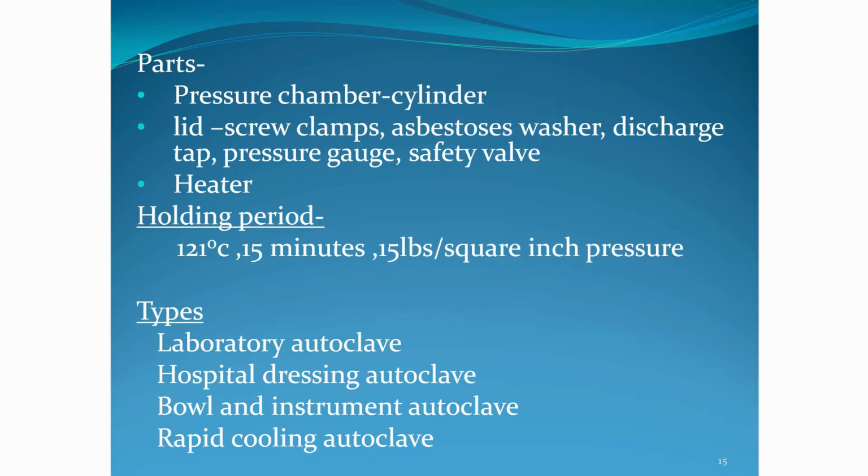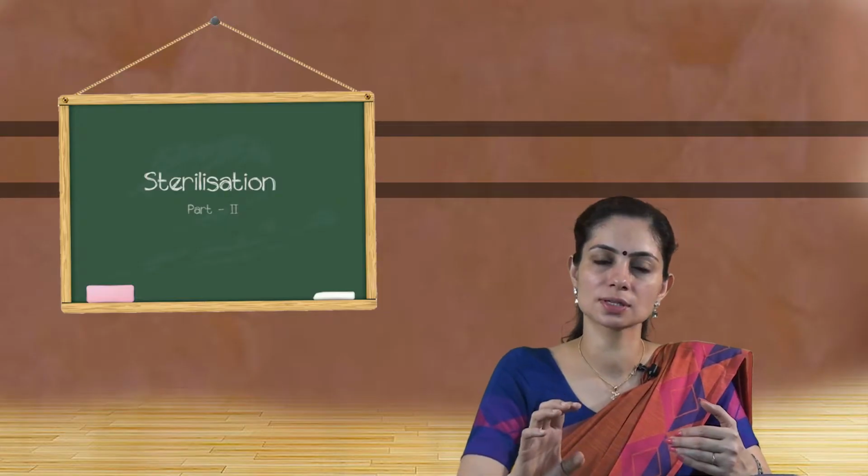So the pressure chamber is made up of a cylinder. After that you have a lid with a screw clamp, and with that there is a washer. The washer is to make it completely airtight. Then we have a discharge tap where the excess air goes outside. Then there is a pressure gauge to show the pressure inside, and there is a safety valve.